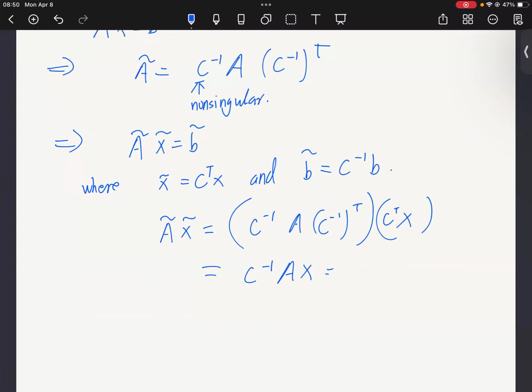So you will see the equivalent here, C inverse B, and if you multiply both sides by C, you will get back to the original linear systems. Next time I'm going to talk about the benefits of doing this, but you need to choose the C matrix very carefully.